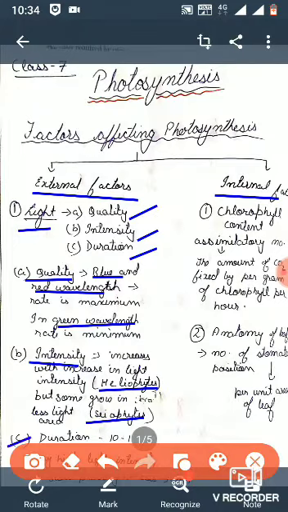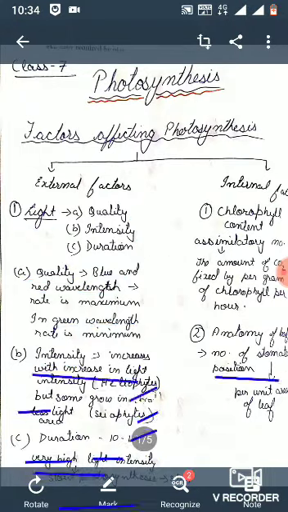Third is the duration of light. Plants need approximately 10 to 12 hours of light to perform the process of photosynthesis. So, in general, with increase in the intensity of light, the rate of photosynthesis will increase, but at a very high light intensity, first of all the process of photosynthesis will slow down and ultimately it will stop.